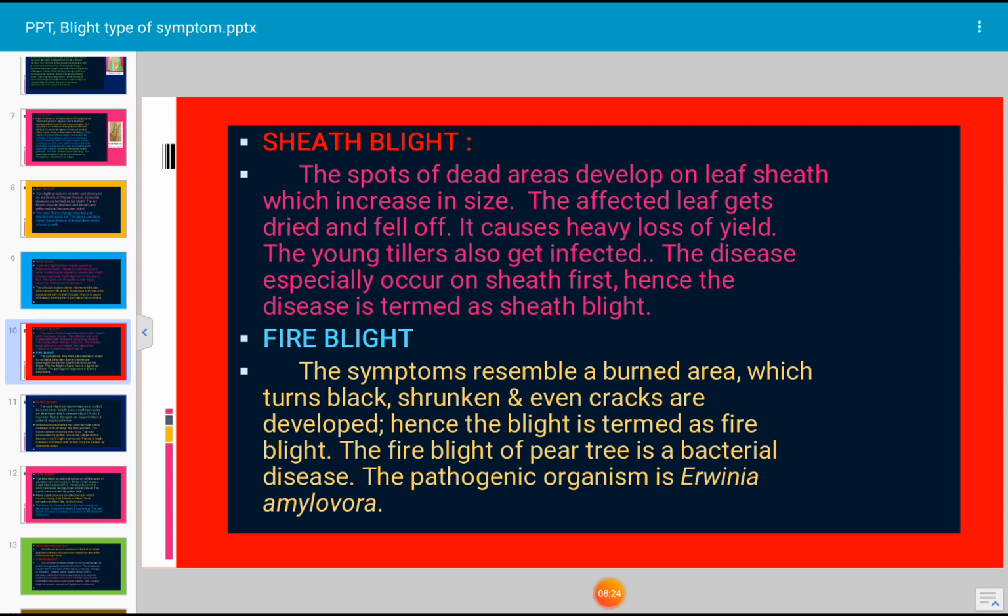Another blight type is fire blight. The symptoms resemble a burned area which turns black, shrunken, and even cracks are developed. Hence, the blight is termed as fire blight. The fire blight of pear tree is a bacterial disease. The pathogenic organism is Erwinia amylovora.